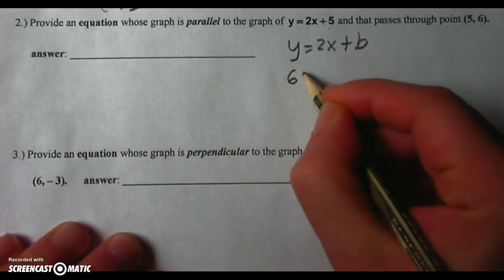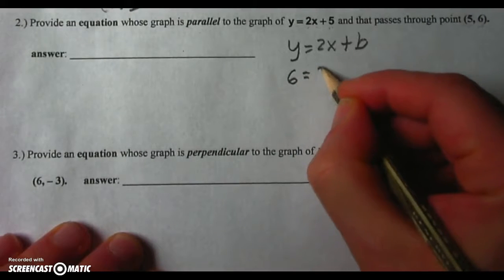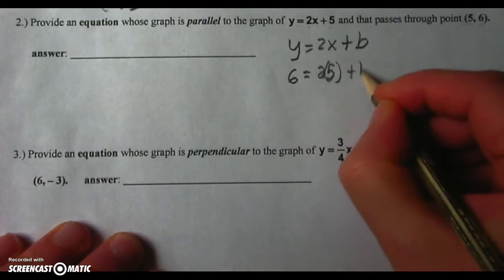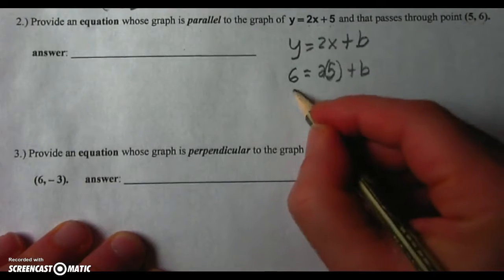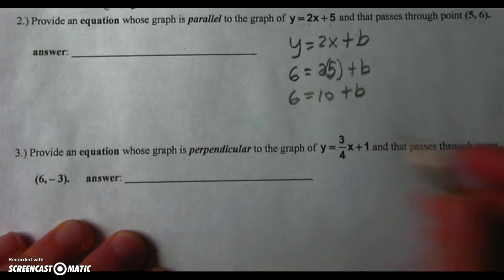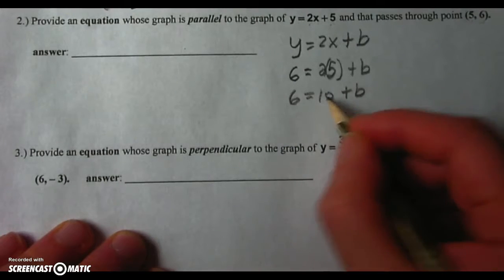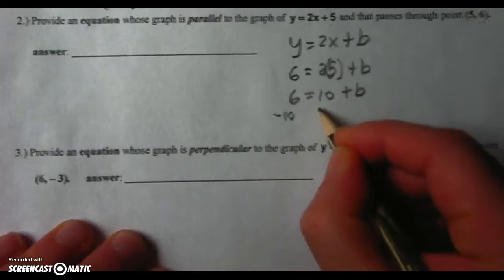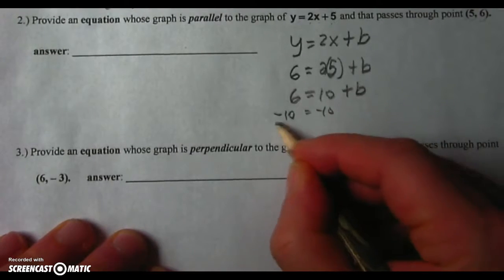So our 6 goes there because that's our y. 2 times 5 is our x, and we're looking for our new intercept. So 6 equals 10 plus b. And how do we get b alone? We got to get this 10 over to the other side with the other constants. So we're going to subtract 10 from both sides.